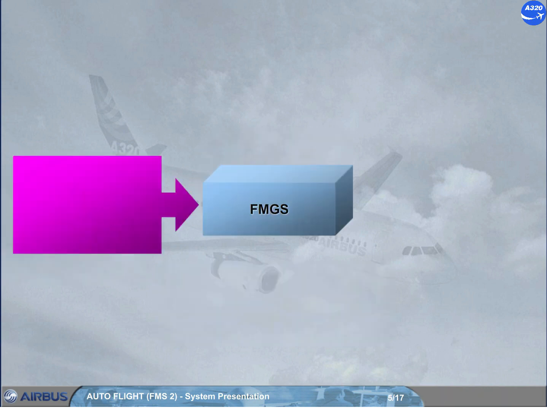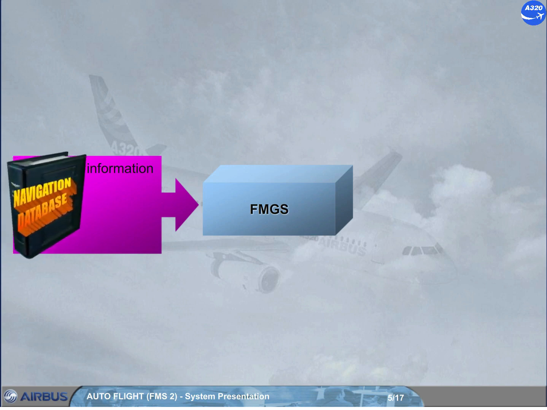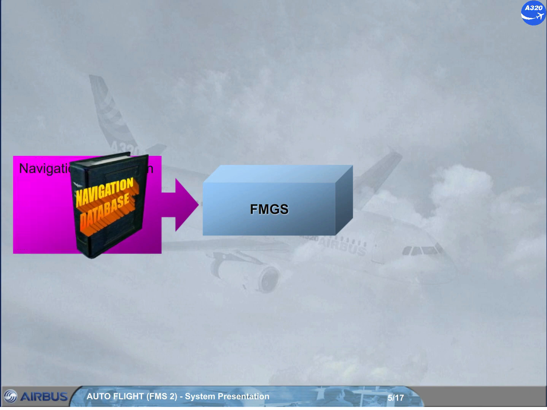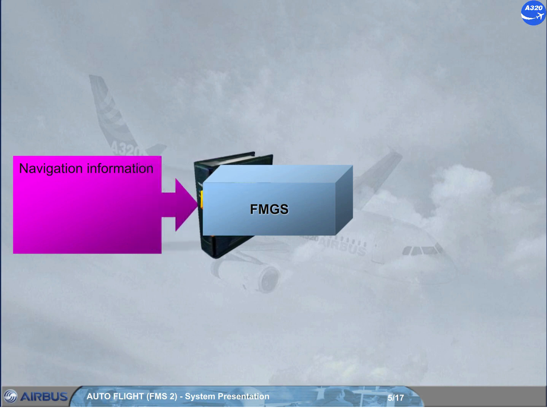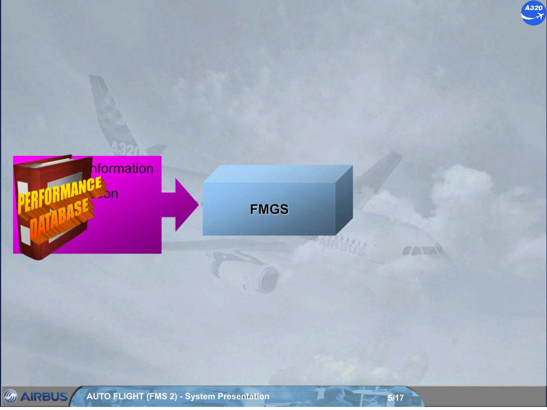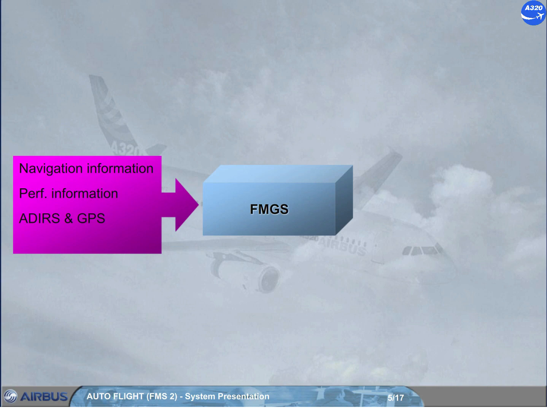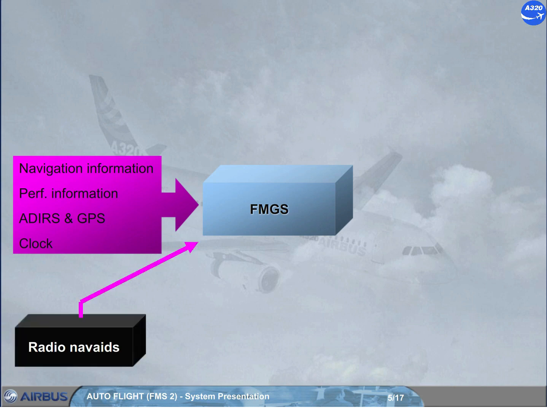The FMGS receives navigation information, which contains details of airfields, nav aids, airways, routes, waypoints, procedures, SIDs, STARs, approaches, missed approaches, etc. It also receives aircraft performance information, the Air Data and Inertial Reference System, ADIRS, and the Global Positioning System, GPS, for position and dynamic information. You will learn about them in the navigation chapter. It also receives the clock and radio navigation information.